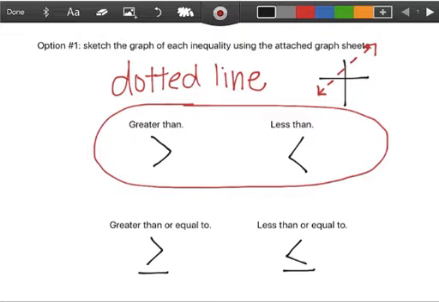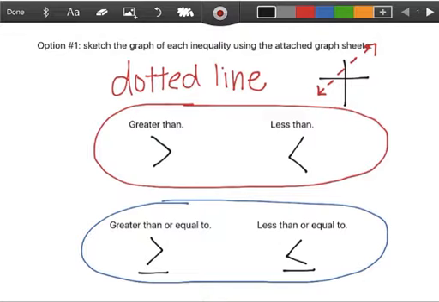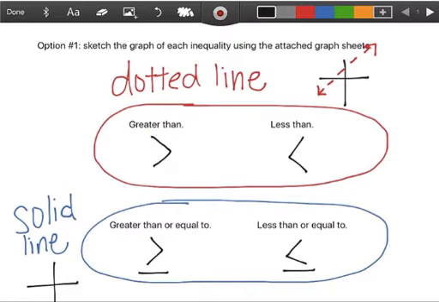The only time we have a solid line is if it is a greater than or equal to or a less than or equal to. If it has the solid line underneath the symbol, we will draw a solid line when we graph it. So if this is my coordinate grid, now these types of symbols you will see solid lines being drawn. I'm going to come up with 3 practice examples right here next.